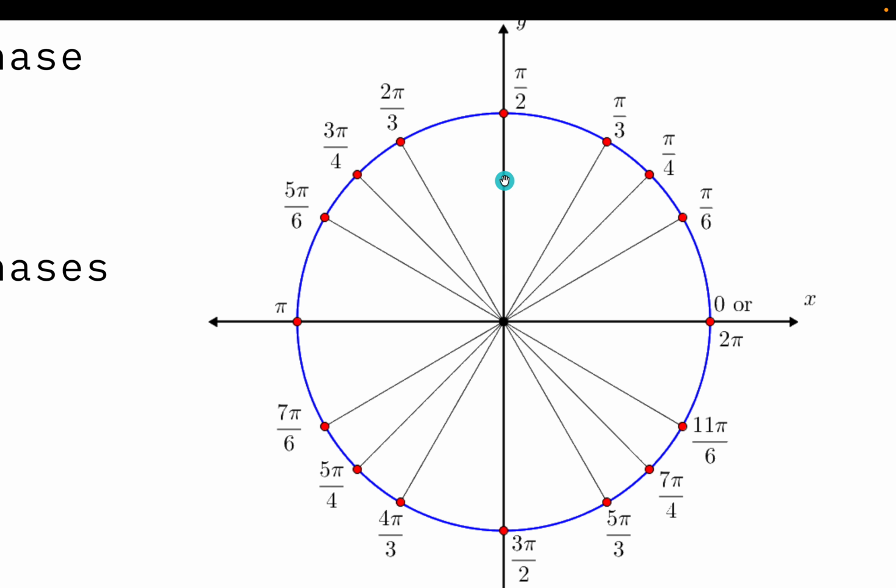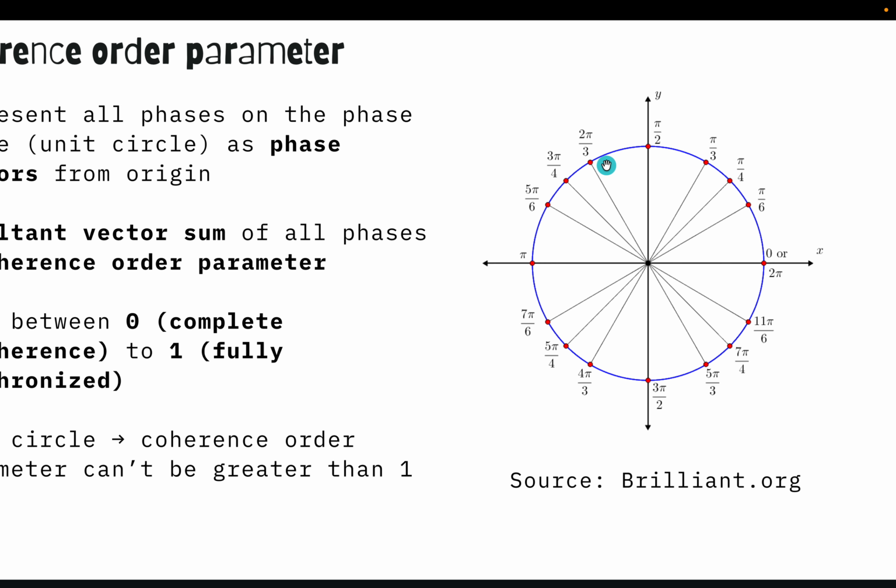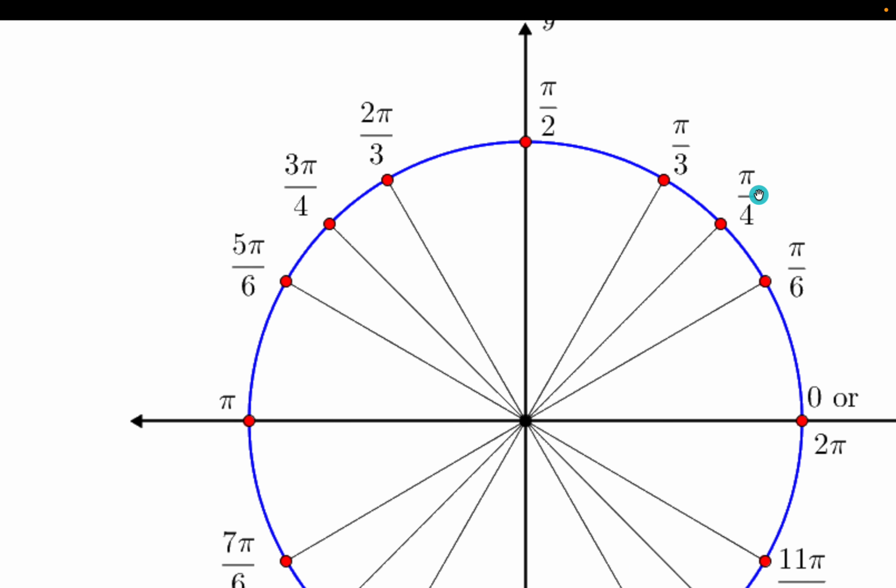In that case we would say that we have a coherence order parameter, and the value of the parameter is, let's say, the magnitude of the vector. So this is a unit circle, and all these vectors individually have magnitude 1. But what you get depends on how many vectors there are and their orientations, the resultant value. The maximum value you can get is 1.